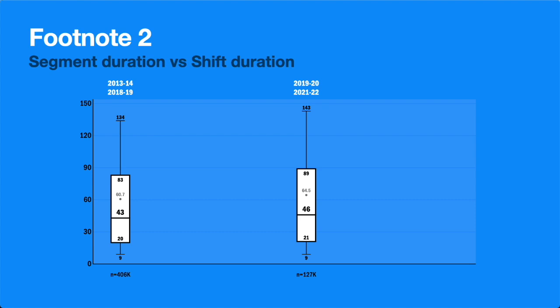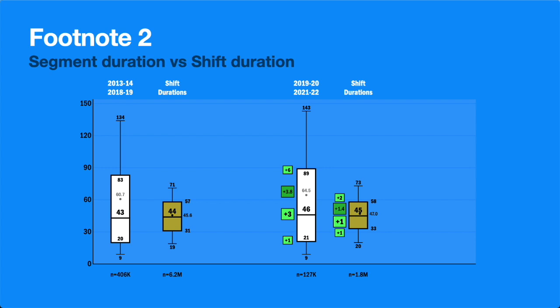Segment duration versus shift duration. We noticed some sort of correlation, with 44 being the overall median, and I think they just happen to be in the same neighborhood. Although what's interesting is if you compare the pre-growth spurt to the post-growth spurt, we see a lengthening in shift durations as well. It's smaller, but shifts in the last 3 years have gotten a second longer on the median and 1.4 seconds longer on average than they were. 45.6 in the old days, 47 now.